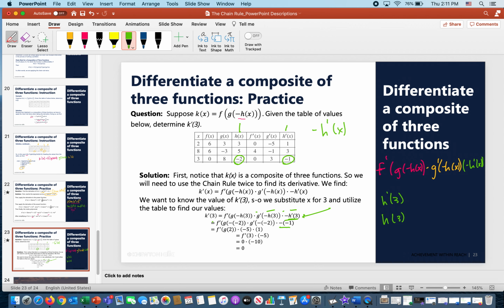And the same thing here, the derivative of g of negative 2. So this turns into g of 2, right? And this is g prime of 2. So g prime of 2 is negative 5. I've got that negative 5 here. G of 2, here's g of 2. G of 2 is 3. So I'm going to take the derivative when x is 3. Here's f prime of 3, which is 0. And 0 times all that stuff is 0.